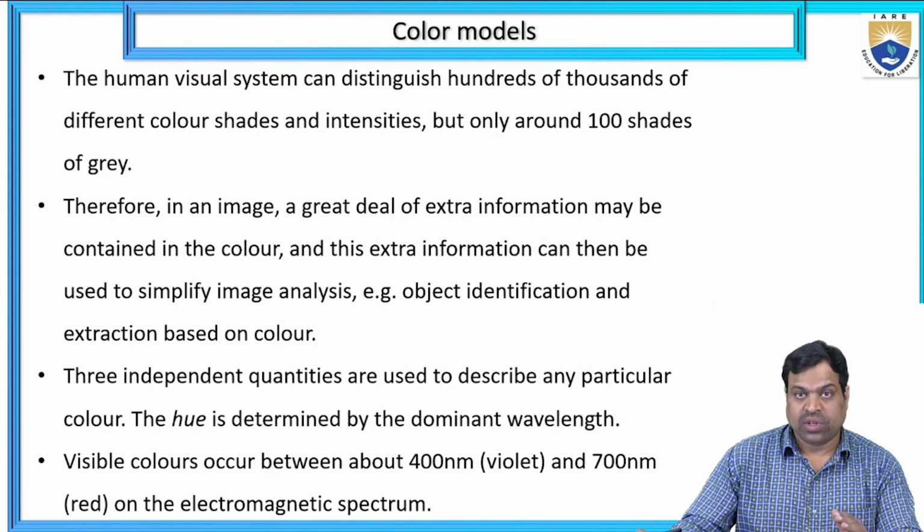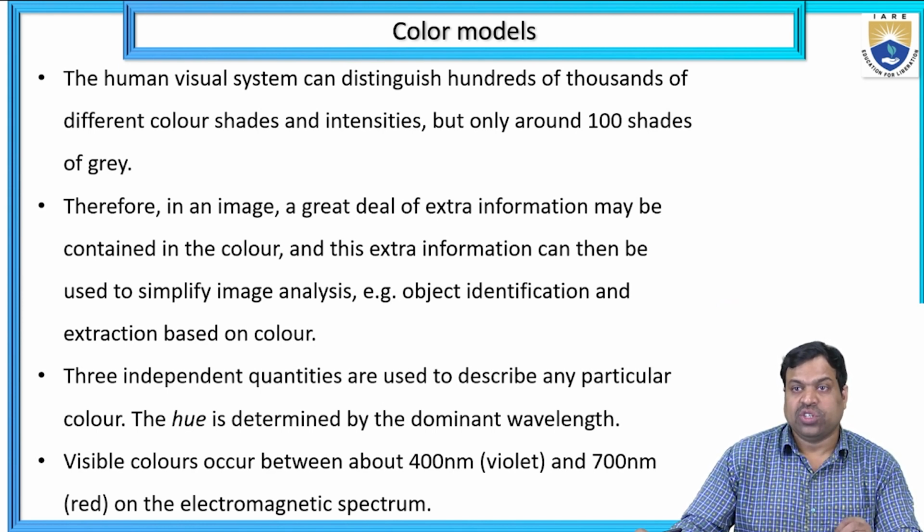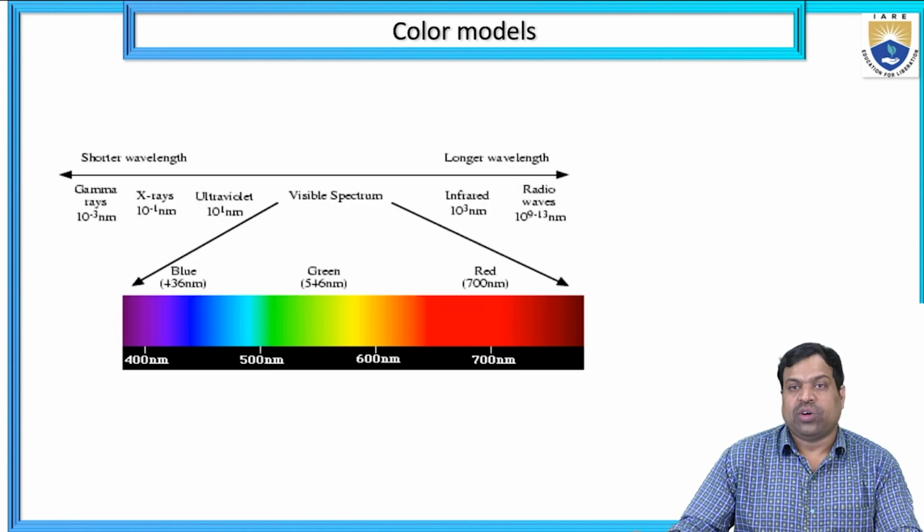And 3 independent quantities are used to describe any particular color. The hue is determined by the dominant wavelength. So, how much wavelength do we need for the visibility of the color? It is 400 nanometers, violet, and 700 nanometers is the maximum wavelength, red in color. These are under the electromagnetic spectrum. So, it is one example of a block diagram of color images. Those are the visible system. It starts from 400 nanometers and ends at 700 nanometers.